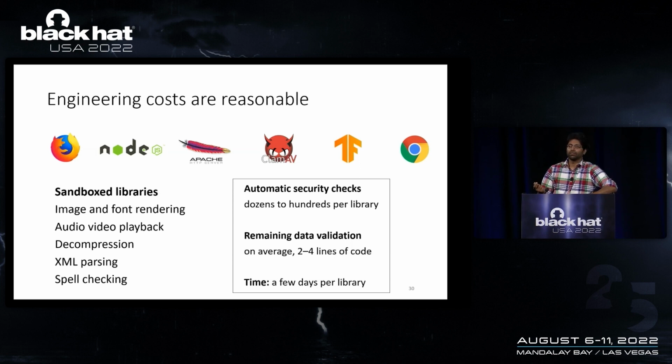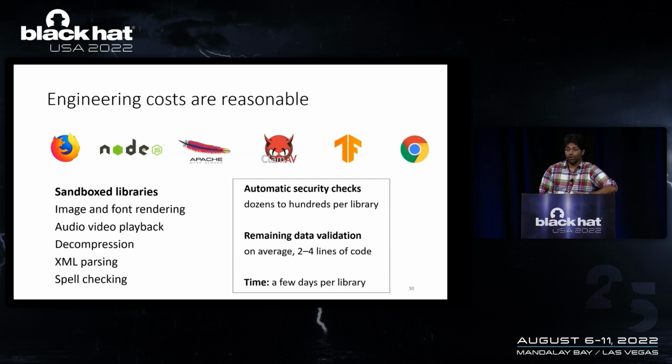And what's left for us is pretty much like what you saw, a few pieces of tainted data that we need to validate, typically at most 2 to 4 lines of code for this validation. And what this lets us do is sandbox a library in any one of these applications in just a matter of a few days, with a confidence that we've actually gotten it right.